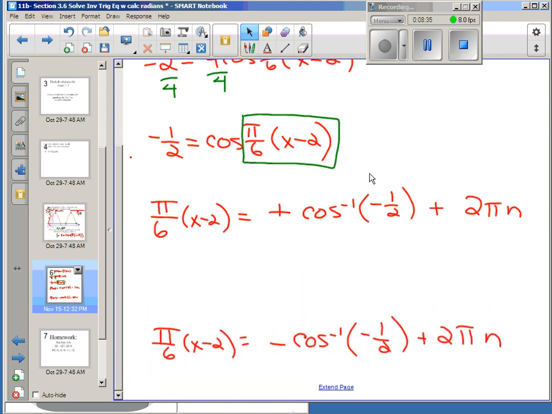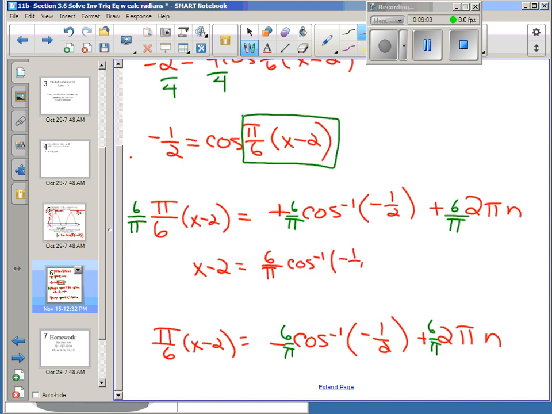Right now, I still want to know what x is. So I'm going to undo multiplying by pi over 6. And I undo by multiplying by 6 over pi. That piece and that piece. And then again, this piece. Right? And so that leaves me x minus 2 is 6 over pi times cosine inverse of -1/2 plus, my pi's are going to cancel, and I'll get plus 12n, which is awesome because we said our period was 12.